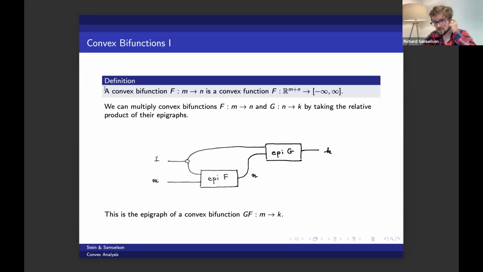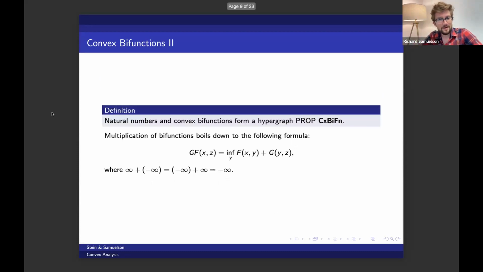That white circle is the white circle from graphical linear algebra. It means that the input has to be the sum of the outputs. So the result of this is going to be the epigraph of a convex bifunction, which is called the product of the two bifunctions. Now, this is cool, but maybe not the most intuitive.